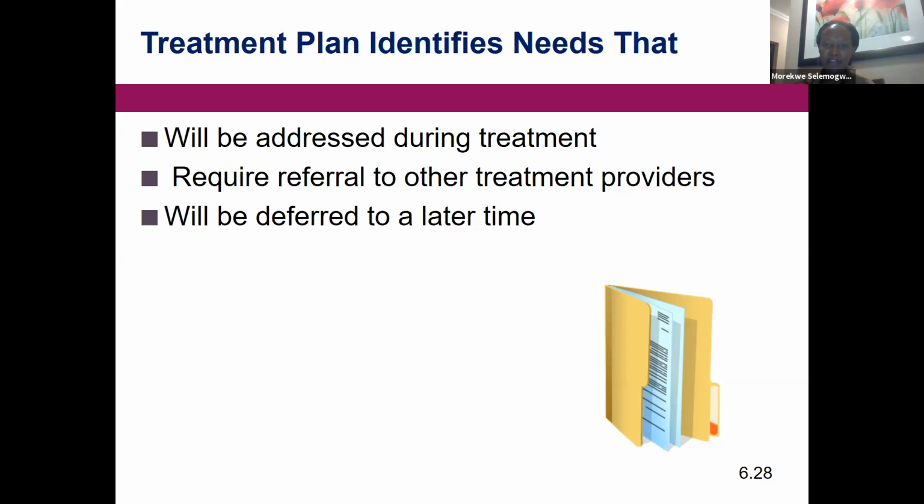It also identifies whether there would be needs that can be provided by your own facility or that you need to refer to other treatment facilities, because we do recognize that facilities are different in terms of the services that they provide. Some facilities probably would attend only to SUD, whereas there are facilities that are in a position to attend to both co-occurring disorders if people have other mental disorders. So a treatment plan needs to identify those.